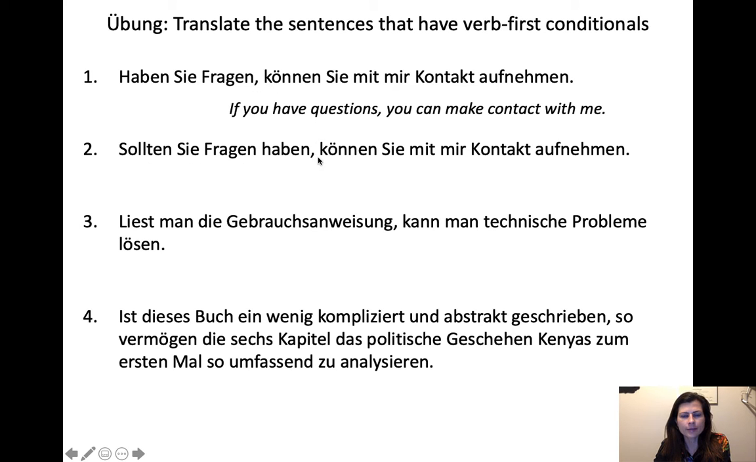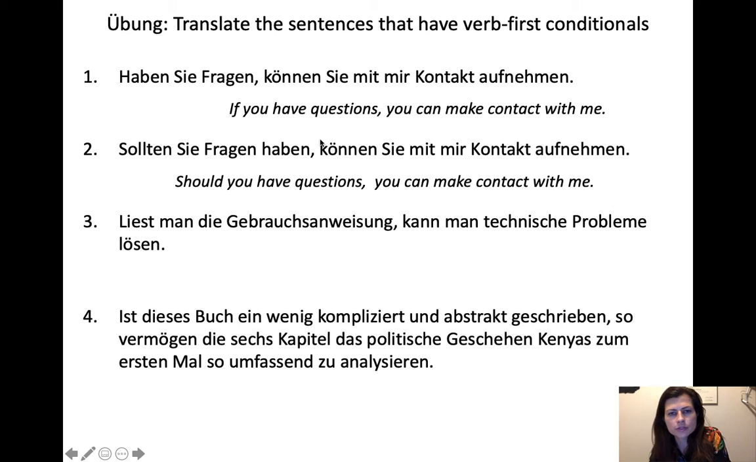"Sollten Sie Fragen haben, können Sie mit mir Kontakt aufnehmen." The second part's the same, just to show you the should. Should you have questions, you can make contact with me. So it's just to show you the sollten is the same in English, should you have questions, or if you have questions. And then the so could appear here at the beginning of the second clause, but it does not happen to in this case.